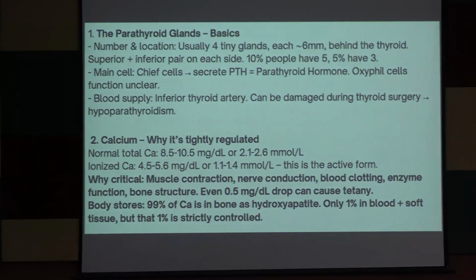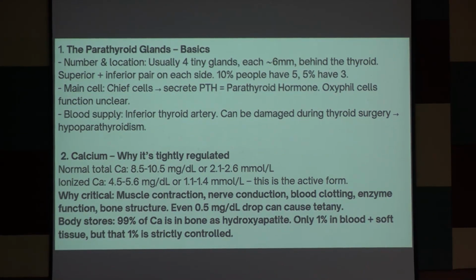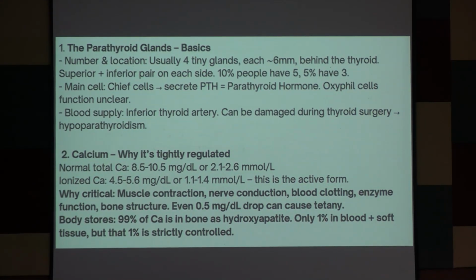Calcium is very important for our body. Normal total calcium is 8.5 to 10.5 milligram per dl. And ionized calcium is 4.5 to 5.6, and this is the active form.